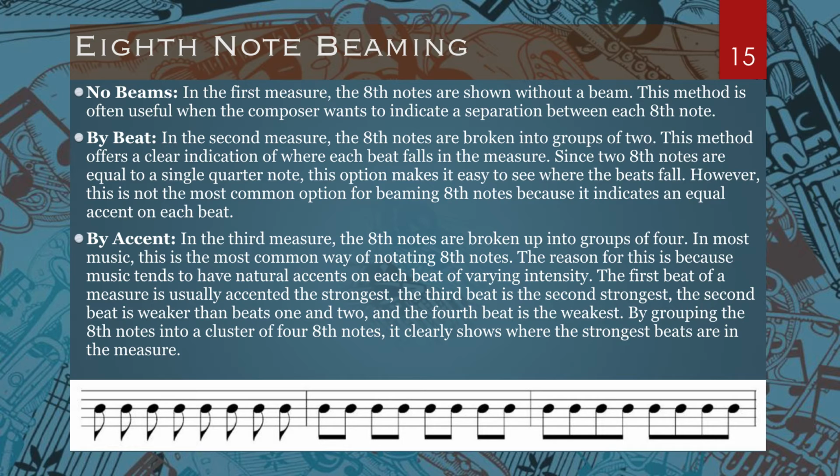So instead of 1, 2, 3, 4, it might have more of a pulse like 1, 2, 3, 4, 1, 2, 3, 4. So it just depends on the music, but these are just a few different ways in which you can use beams. You can use them by themselves, where you group them into pairs of 2. You can group into pairs of 4, or you can have them isolated where you just have the stem coming off each eighth note.